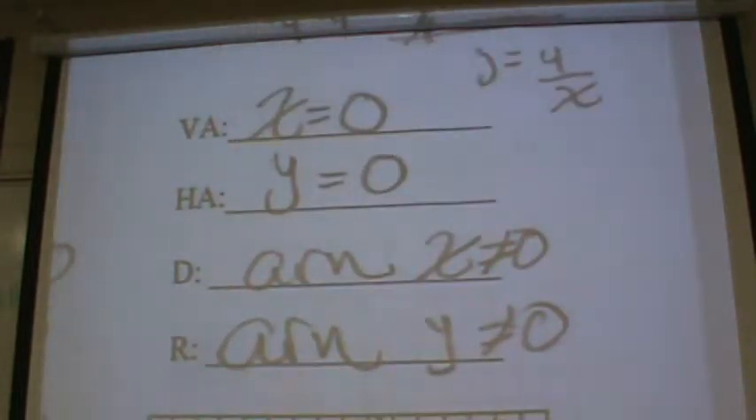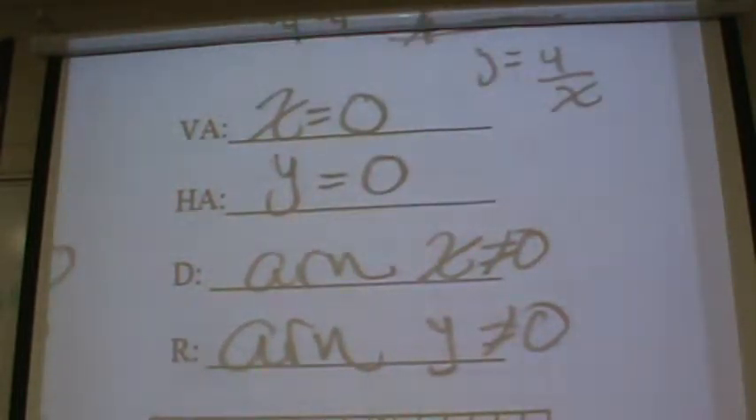How did you get that, Libby? Where did 2 come from? Well, 4 is divisible by 2, and then it's in between. And it's an x value between 1 and 4.